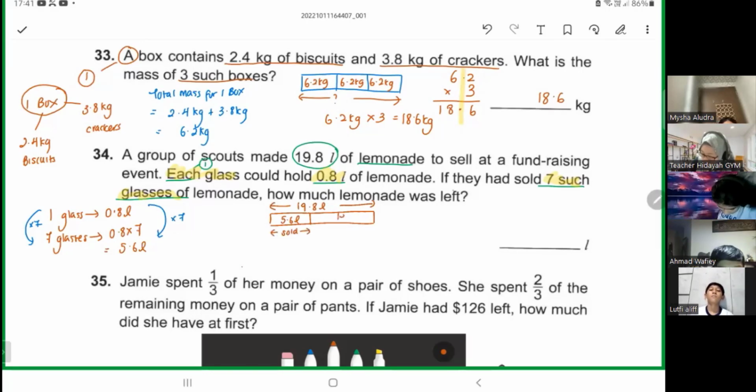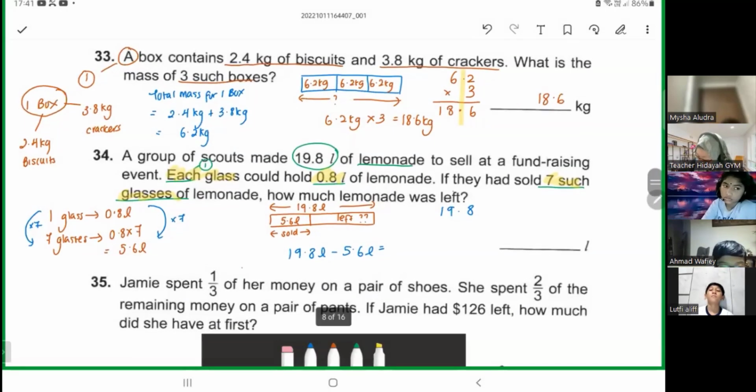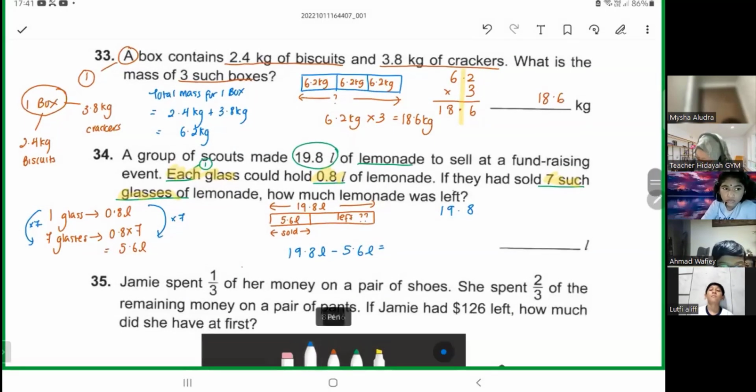I want to know how much is left. What do I do? Minus: 19.8 liters minus 5.6 liters. When you minus, you must align it properly. When you times, it's okay, you just times as usual. But for this one, the decimal points must align. Then you minus, okay? So the answer is 14.2 liters.